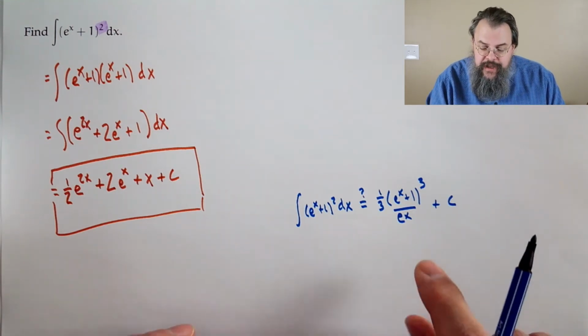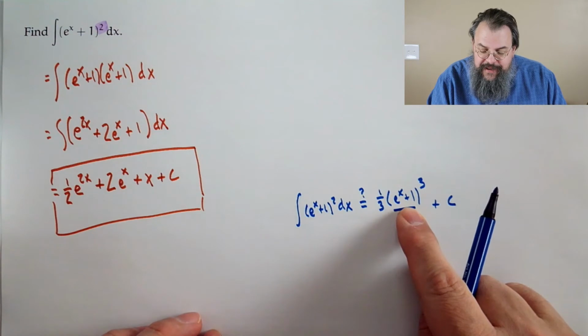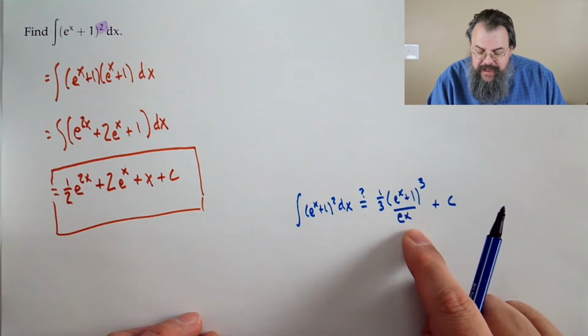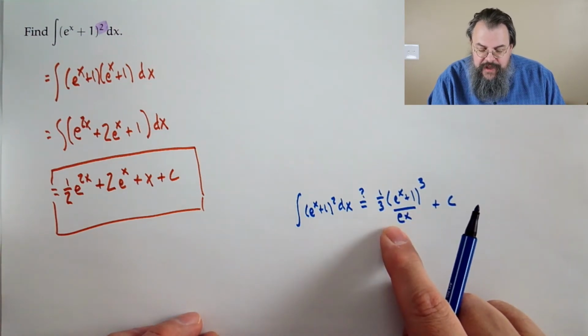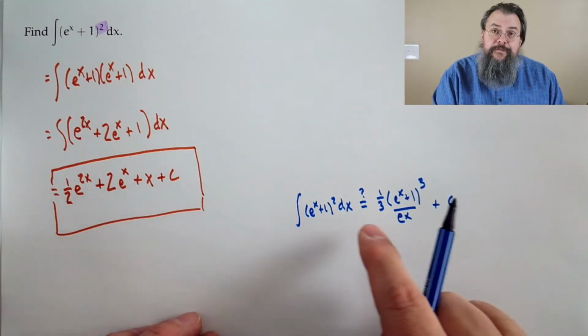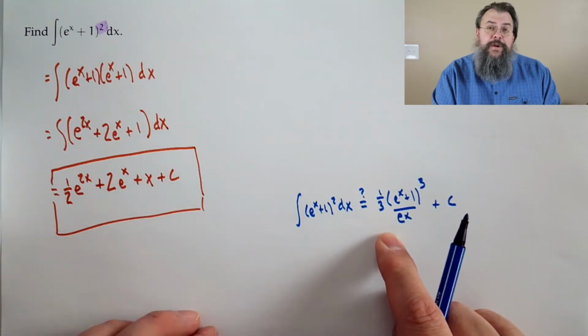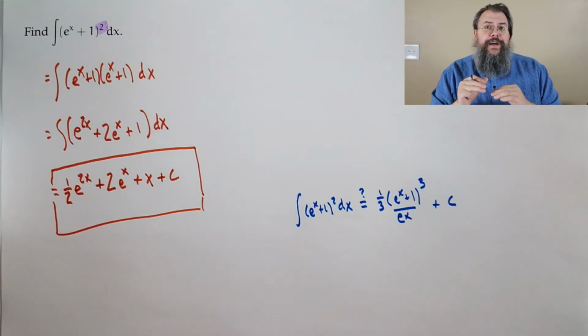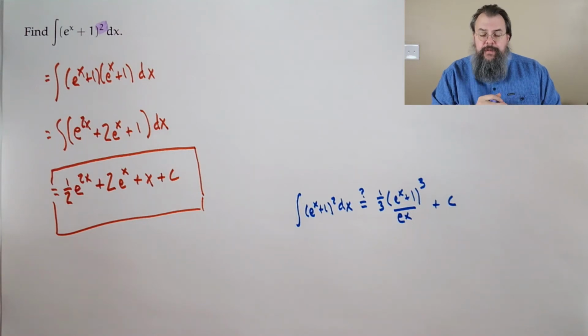I'm not claiming it's right or wrong. One thing you can check is if you cube e to the x plus 1 and divide by e to the x and divide by 1/3, you're not going to get that. So these are not the same. But we should try to see why this fails, because I think if we see why it fails, then we'll start to understand things a little bit better.